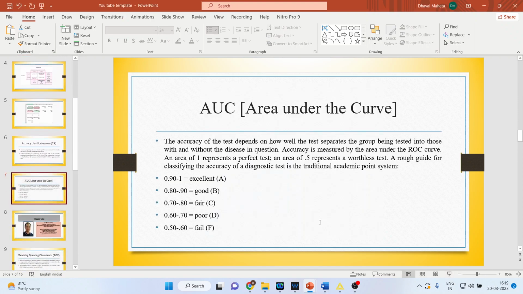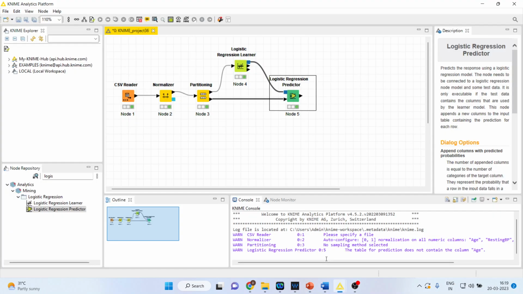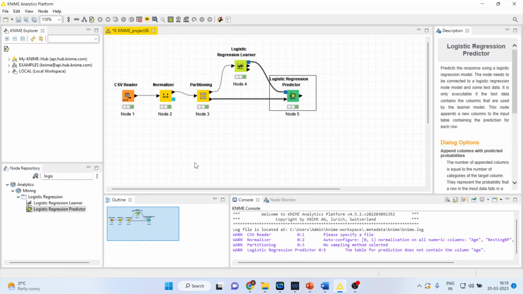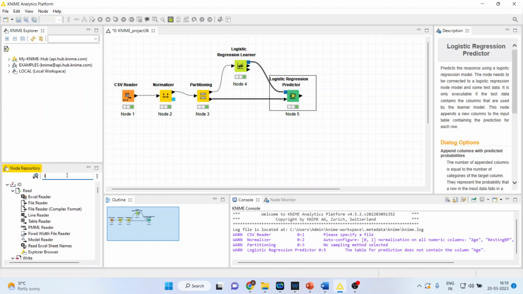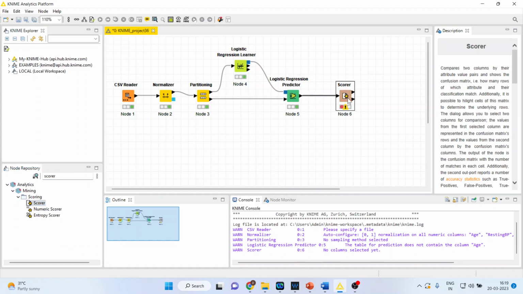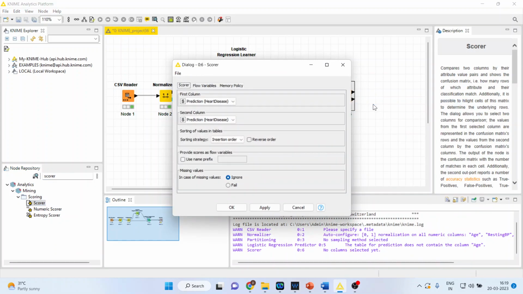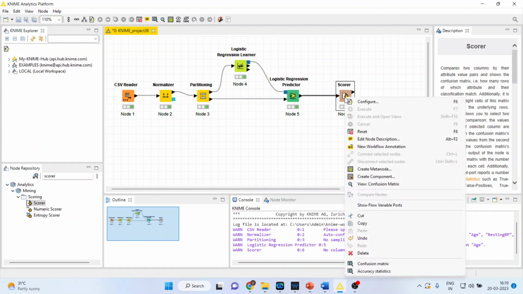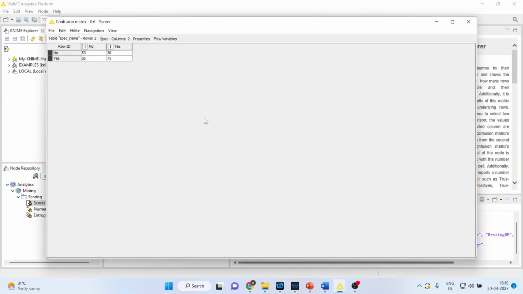So at present, let us go back in KNIME Analytics platform to see that is our classification, or rather our model is working correctly or not. So for this, I will activate scorer from here. Again, right click on it and configure. Now activate here the heart disease, the original data, which we want to compare with the predicted heart disease. Click OK, right click on it and execute. Again, right click on it and see the confusion matrix.